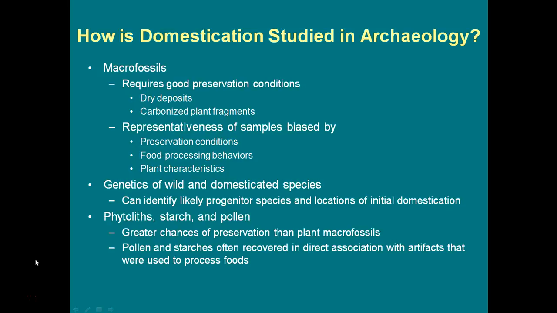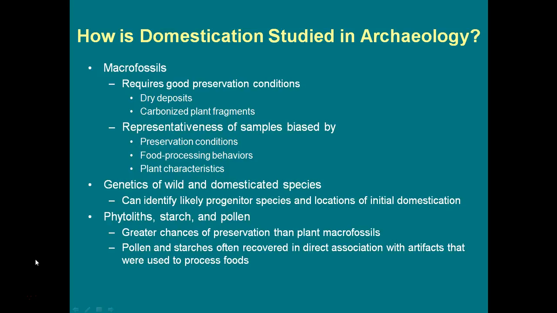Now, the representativeness of the samples that we recover of macrofossils is often biased by preservation conditions. It's not often that we find nice dry caves. Food processing behaviors: how were the foods used and how likely were they to be carbonized in a way that would allow them to be preserved? And also the characteristic of plants. Corn, because it is used as a dried kernel most of the time, is much more easily preserved than tubers like potatoes, which don't leave very many remains behind to be recovered archaeologically.